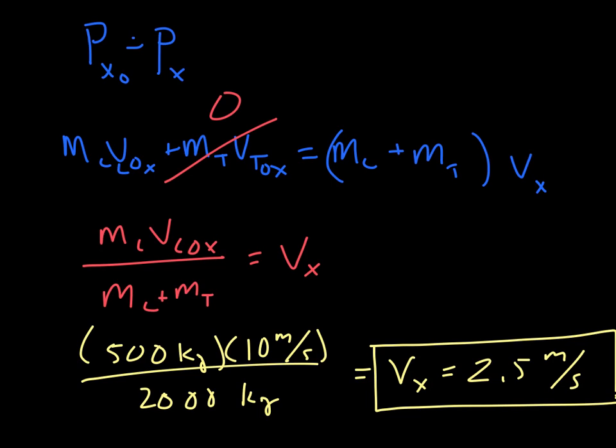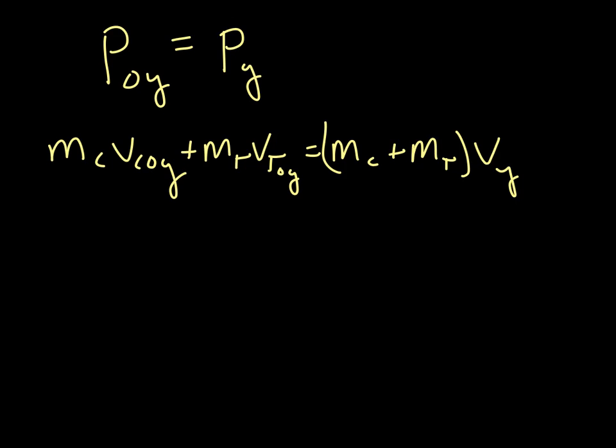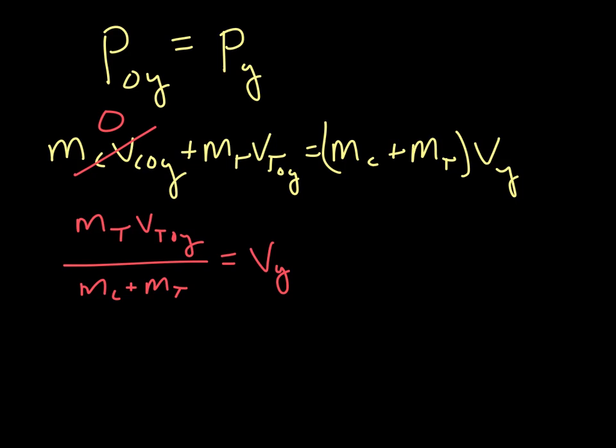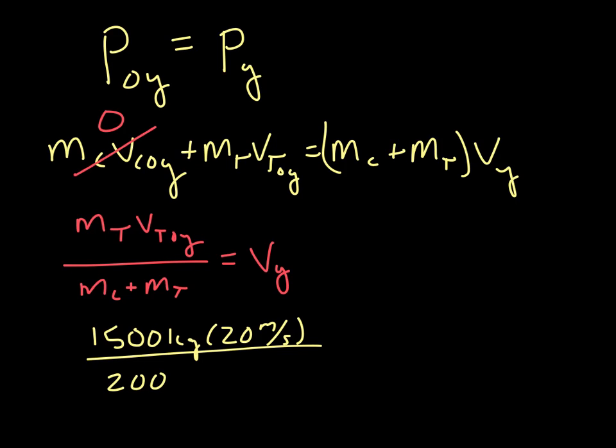Now we're going to do the same thing in the y direction. We're going to do this in exactly the same way, except your car has no initial y velocity, so you get the mass of the truck times the velocity of the truck, initial in the y direction, over the mass of the car plus the mass of the truck, the combined mass moving, equals your final velocity in the y direction. So this would be 1,500 kilograms times 20 meters per second, all over 2,000 kilograms, which equals 15 meters per second, which is your final y velocity.